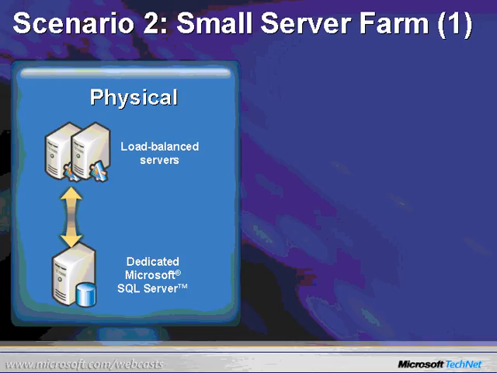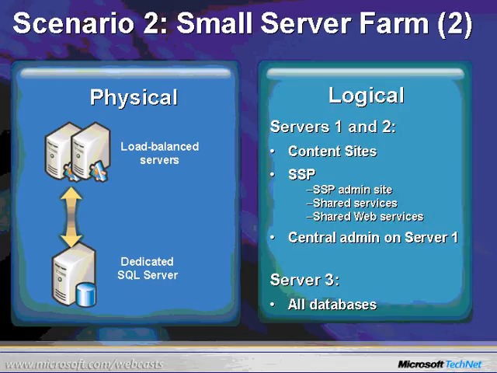And that is where we're talking about building a small server farm. So here we're involving more than just a single server. We're distributing the server roles across and among more than one server. Now in this scenario we'll consider having two load balanced servers which function as our front-end web servers and application servers. And then we'll also have a dedicated SQL server on the back end. So in this scenario, the first server will contain central administration, as I said. In any farm, there's only one central administration server, and then servers 1 and 2 will also contain the content sites and the shared service providers, or the single shared service provider.